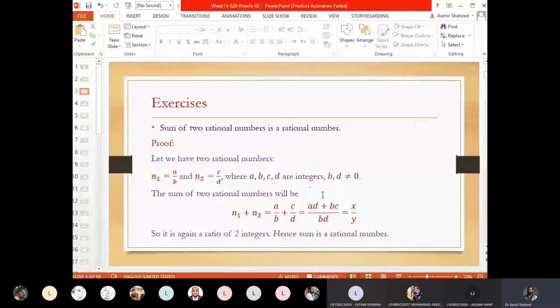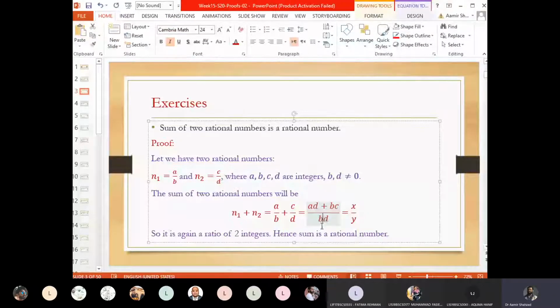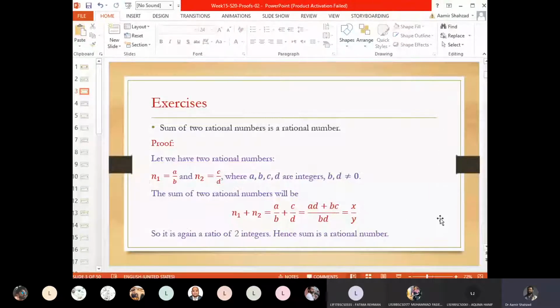So this is going to be a ratio of two integers. जहाँ पे मैंने AD plus BC जो numerator की term है उसको I call it X, और जो denominator की term है BD, let's call it Y. So this becomes X over Y. So it's a ratio of two integers. So if it is the ratio of two integers, it means this is going to be a rational number. So that's what we were going to prove, that sum of two rational numbers is going to be a rational number.